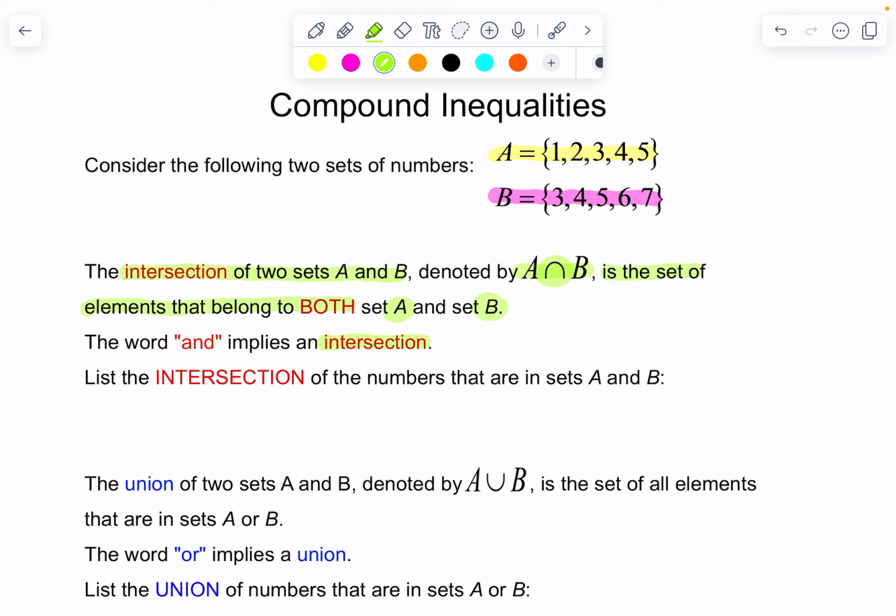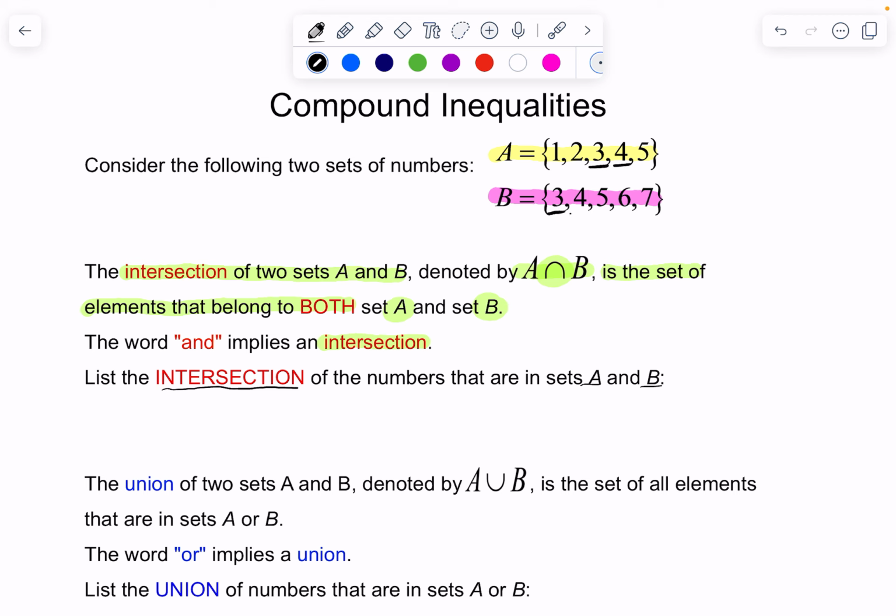Let's go ahead and list the intersection of the numbers that are in sets A and B. If you look at sets A and B, the ones that overlap or intersect are 3, 4, and 5. So the intersection of sets A and B would be the set that equals 3, 4, and 5, because once again, those are the elements in both sets that are shared, or intersect, or overlap.